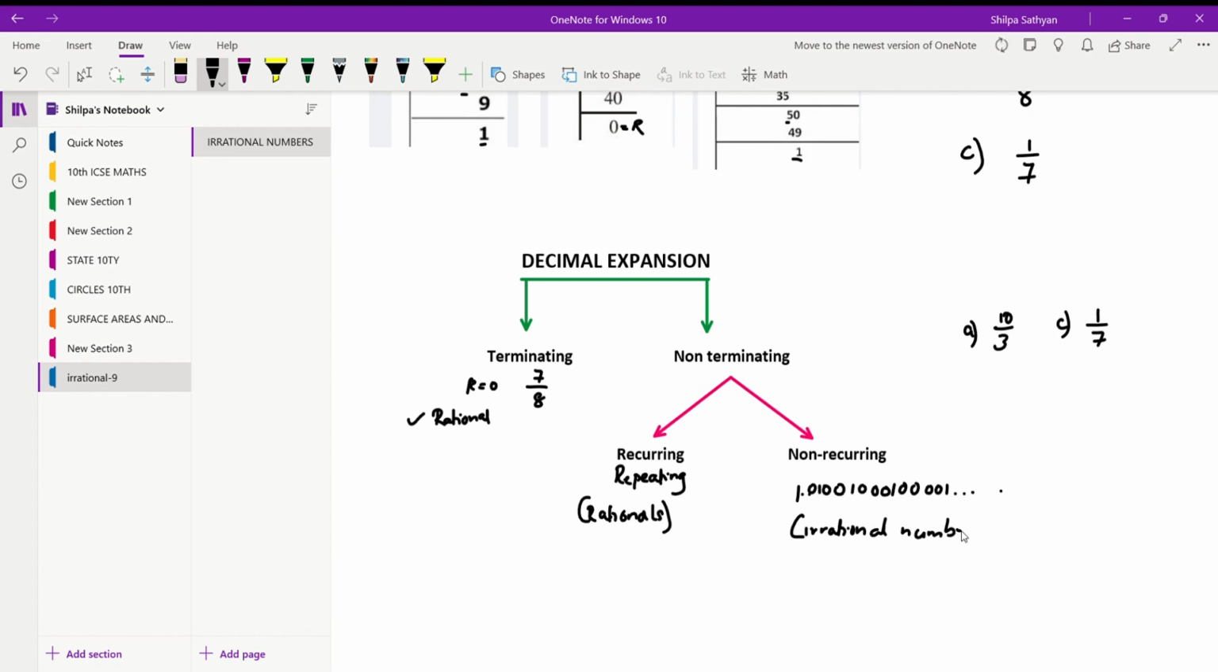So questions will come according to this, asking whether the given decimal expansion is rational or irrational. You have to check whether they are repeating or terminating. Depending upon that, we can classify them into rationals and irrationals.